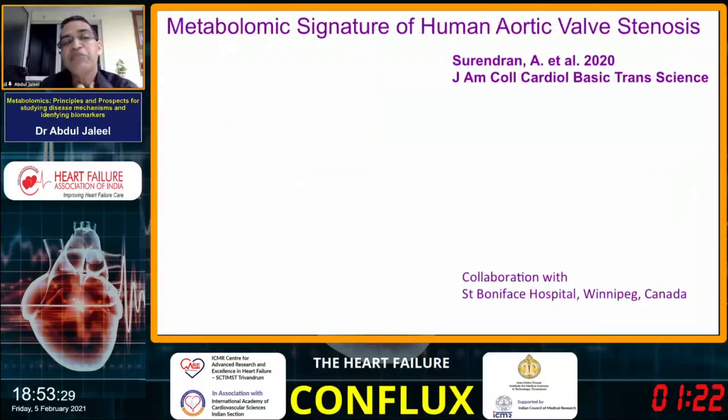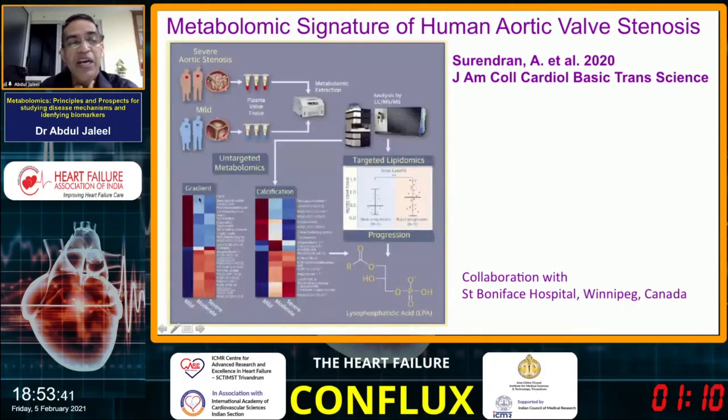One more example I am showing here. This is metabolic signatures of human aortic valve stenosis. This is a collaborative study with St. Boniface Hospital, Winnipeg, Canada, where we did untargeted metabolomics, and they performed targeted metabolomics of the aortic valve stenosis.